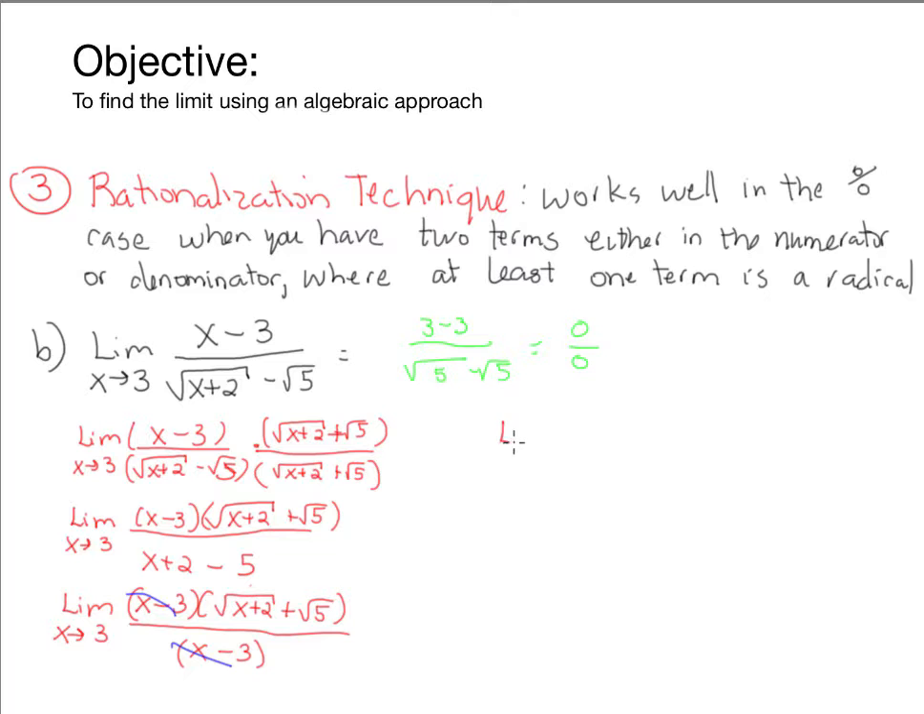Getting rid of our problem child of the division by 0, I now have the limit as x approaches 3 of the square root of x plus 2 plus the square root of 5. And I can do direct substitution. Replacing every x with 3, I end up with simply 2 times the square root of 5.